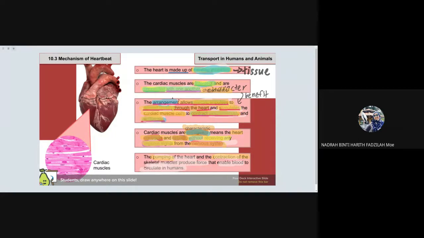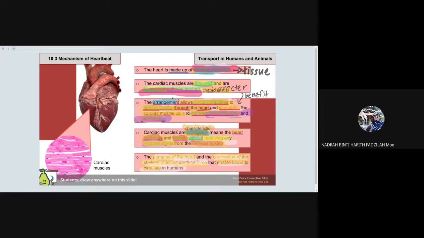Pumping action of the heart is to pump blood out of the heart, masuk ke peparu, pergi ke seluruh badan, and the contraction of the skeletal muscle surrounding the blood vessel will force the blood inside the veins to move upwards into the vena cava.